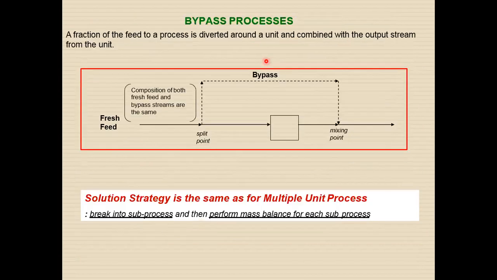So this is a bypass stream. A bypass stream is one in which our fresh stream skips the process unit and combines with the exit stream. Here we also apply this. This is our splitter point. The splitter is splitting one stream into two output streams with the same composition. So the composition here is the same and the composition here is also the same.